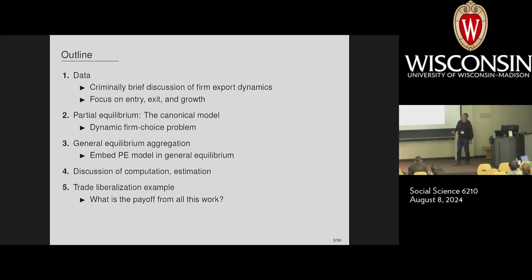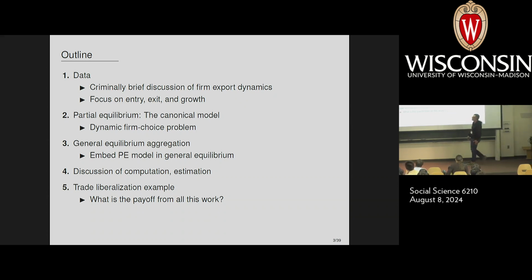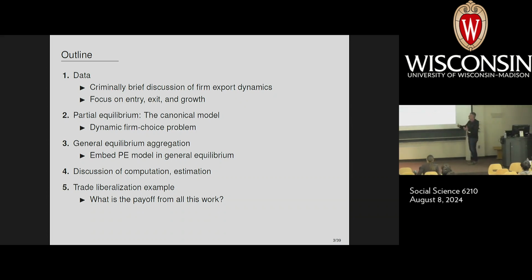Okay, so here's what I'm going to do. I'm going to very briefly talk a bit about the data to give you a sense of what this stuff looks like, what are the big patterns that people see, with a focus on entry, exit, and growth. Then I'll lay out, in partial equilibrium, the dynamic discrete choice problem, and then show you how to put it into general equilibrium.